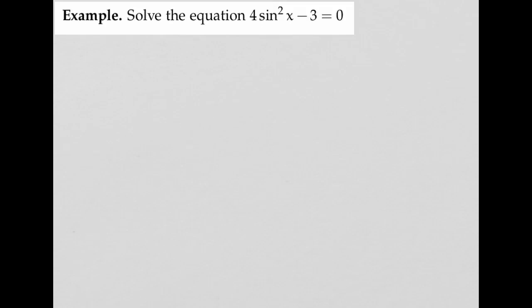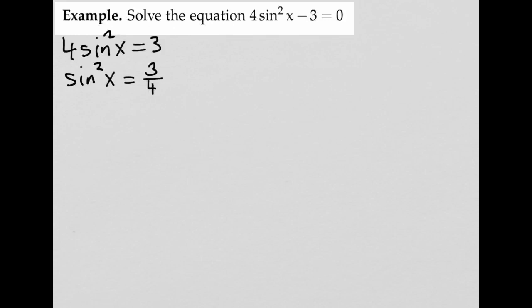Next example, solve the equation 4 sine squared x minus 3 equals 0. So 4 sine squared x equals 3. Sine squared x equals 3 over 4. Taking the square root on both sides, we get that sine x equals square root of 3 over 2, or sine x equals minus square root of 3 over 2.